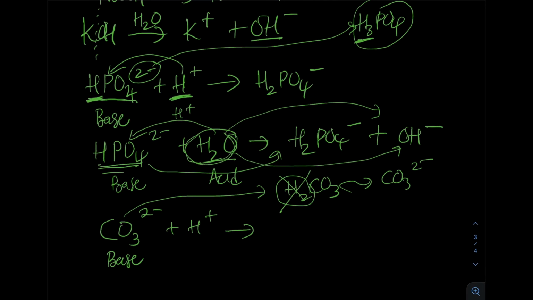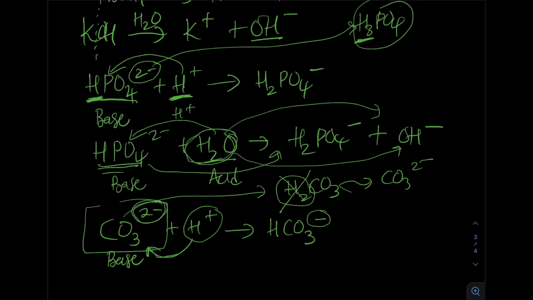This carbonate ion has 2 spaces for protons. Now it's taking 1 proton, so it's going to become HCO3 1 minus, because it has accepted 1 proton, and now it's in need, or it has 1 space for more protons.